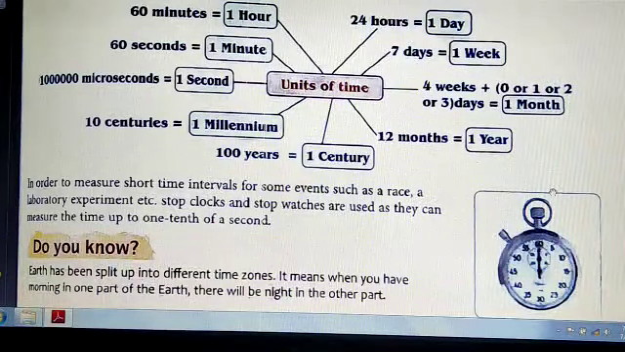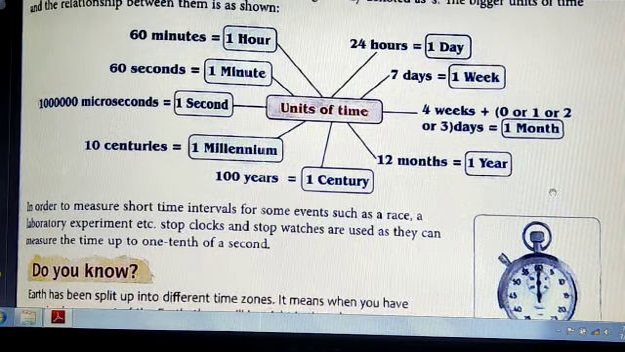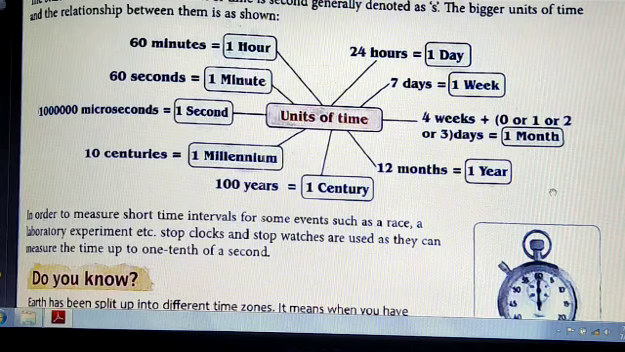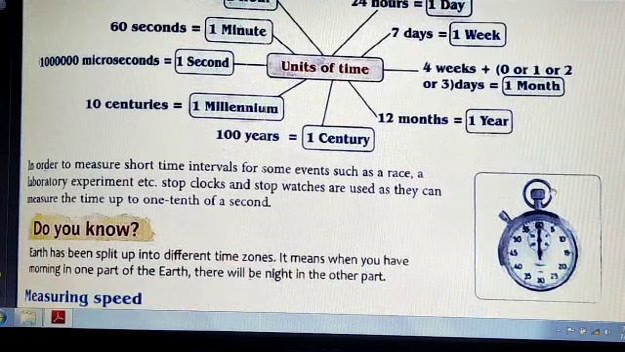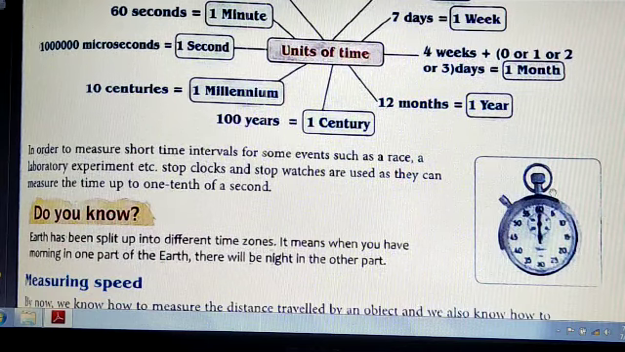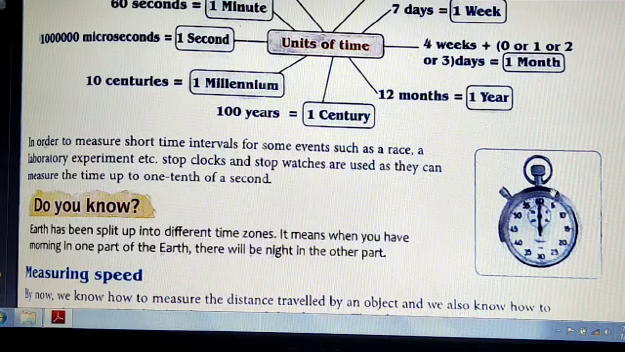Now last class we had concluded on this, so you can see the different units of time is given here. I hope it was clear to you. Now Earth has been split into two different time zones. So we have morning in one part of the earth and night in other part.